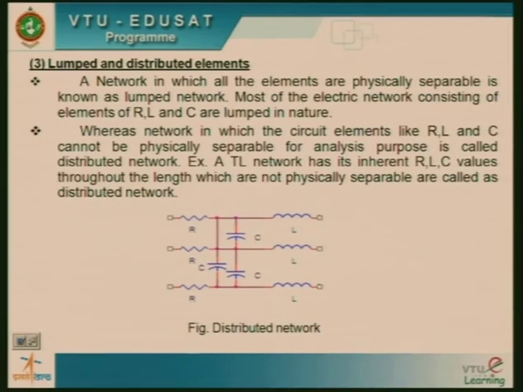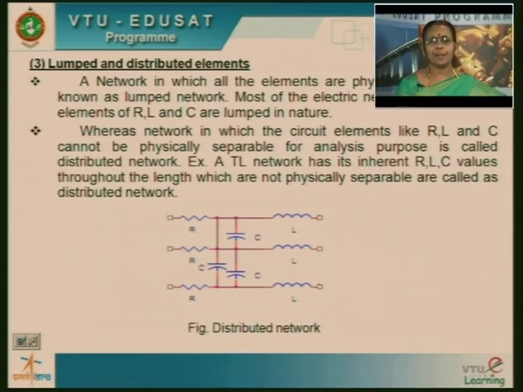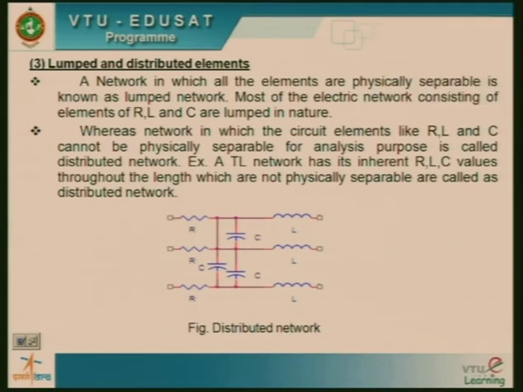Then we have lumped and distributed elements. A network in which all the elements are physically separable is known as lumped network. So all these elements which we can physically separate and make the connections again are called lumped elements. Most of the electric networks consisting of elements of R, L and C are lumped in nature, whereas networks in which the circuit elements like R, L and C cannot be physically separable for the analysis purpose are called distributed networks. So what exactly do we mean by that?